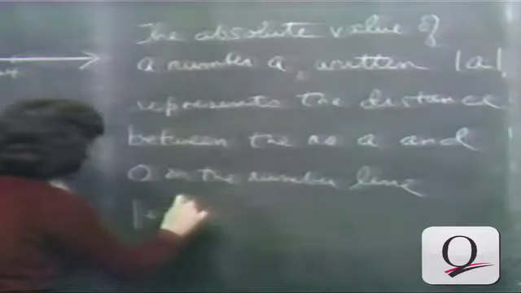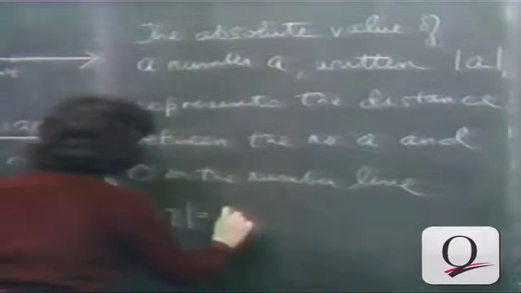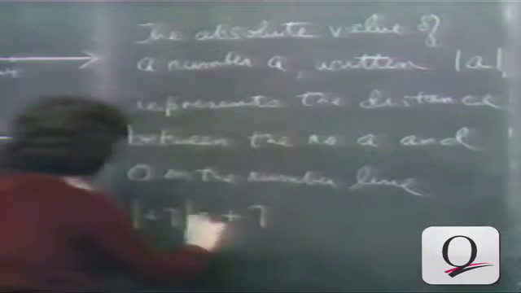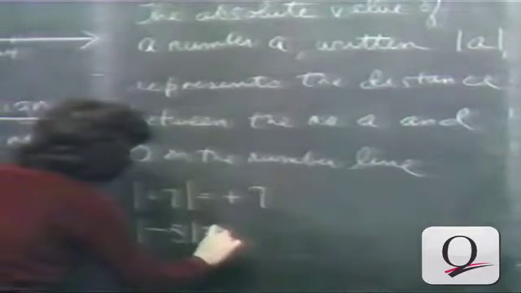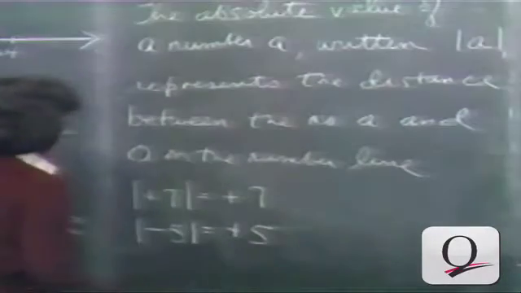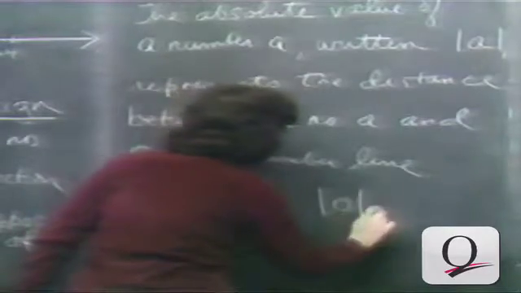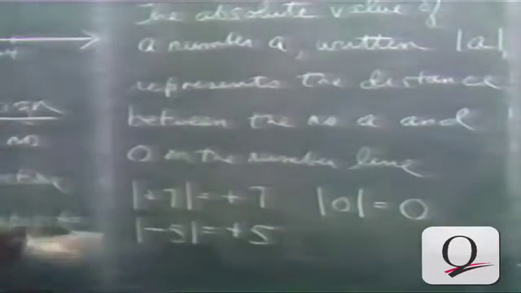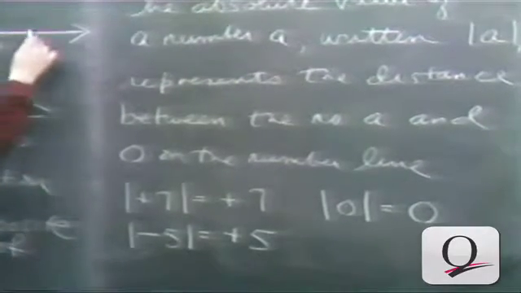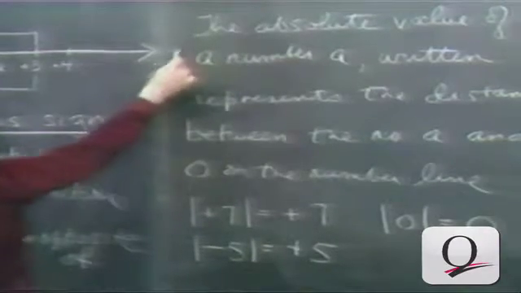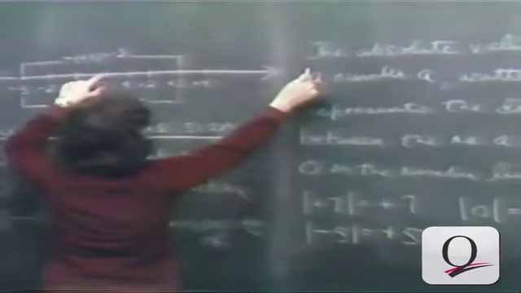Therefore, the absolute value of +7 is equal to +7, or just 7. The absolute value of -5 is equal to +5. And the absolute value of 0 is equal to 0. Let's go over these. The absolute value of +7: +7 would be about over here. The absolute value of +7 represents the distance between 7 and 0, which is 7 units.